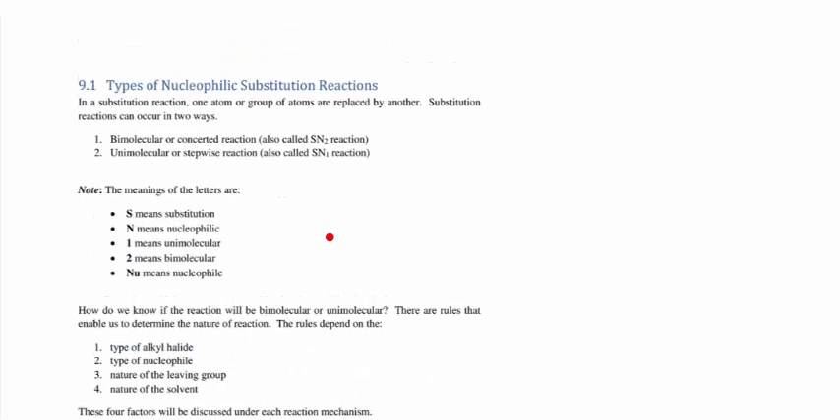Alright, there are two types of nucleophilic substitution reactions, SN1 and SN2. SN1 deals with a stepwise reaction. In other words, it's a unimolecular reaction, and SN2 is a bimolecular reaction which usually takes place in just one step.